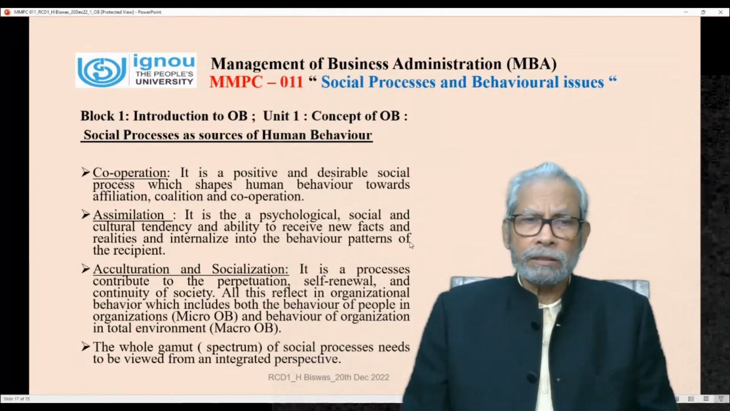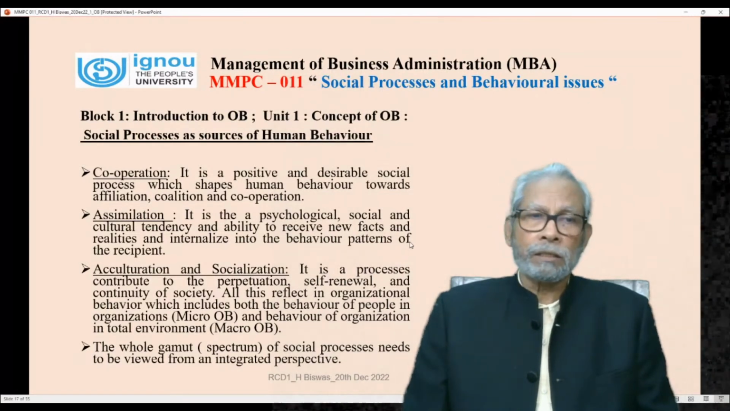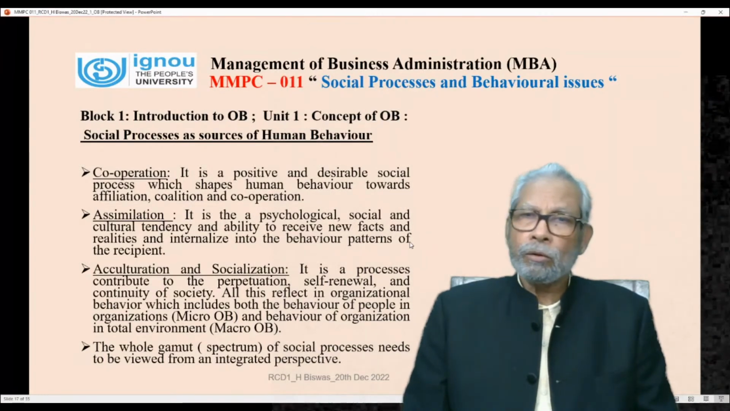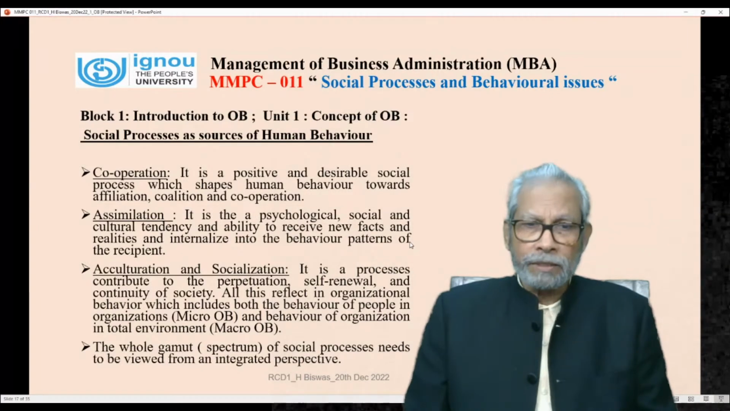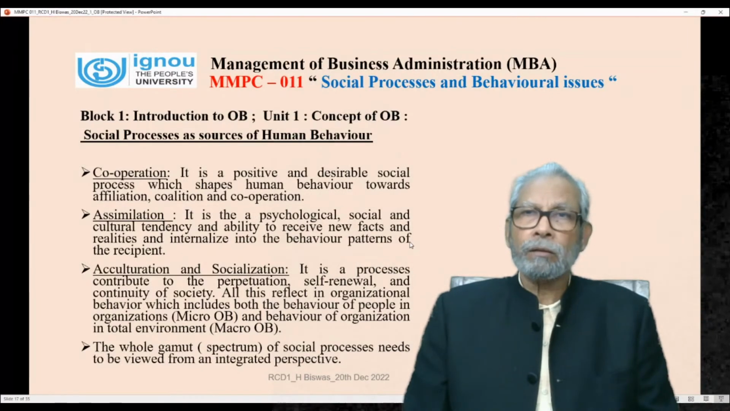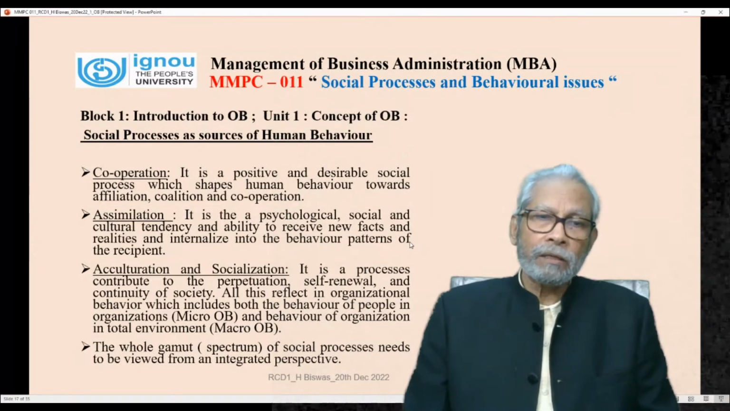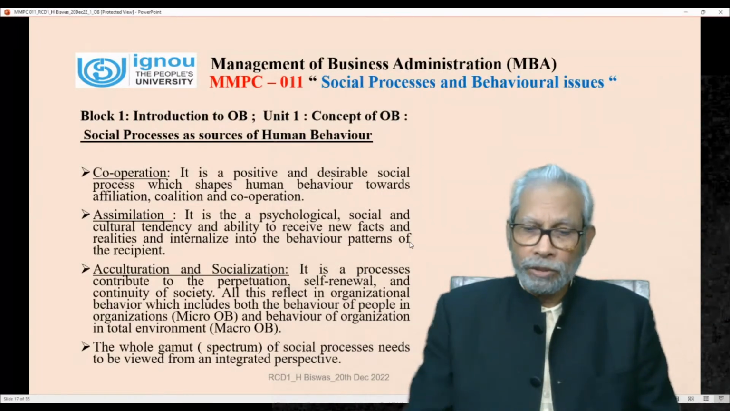So again, there are two things. When you are talking about individuals, it is micro OB, meaning organizational behavior at the micro level. And when we are talking about the organization in a total environment, then it is macro OB. So the whole spectrum of the social process needs to be viewed from an integrated perspective. Everything has to be seen together.